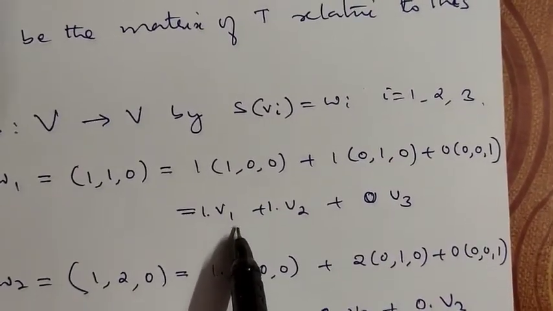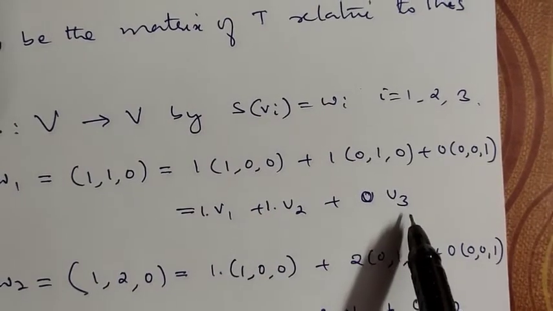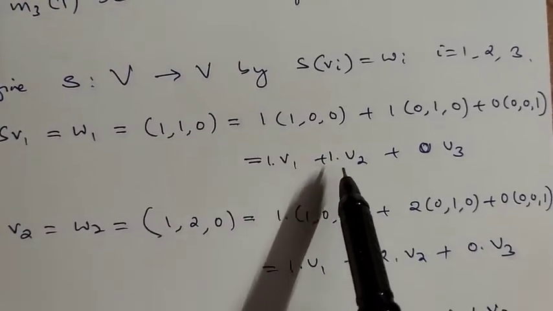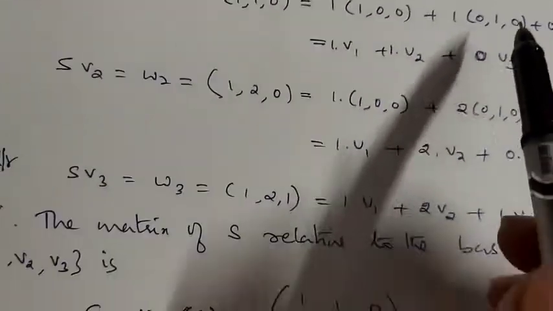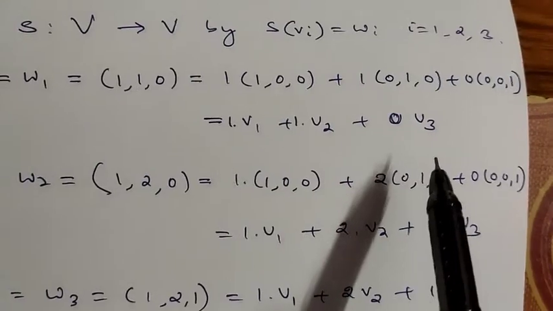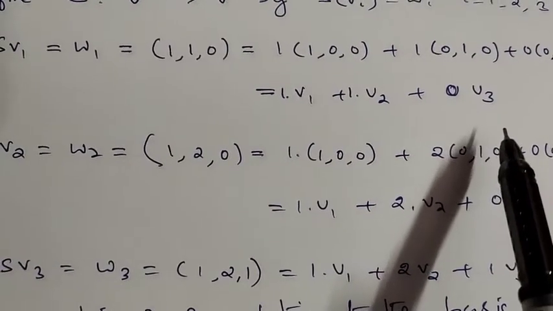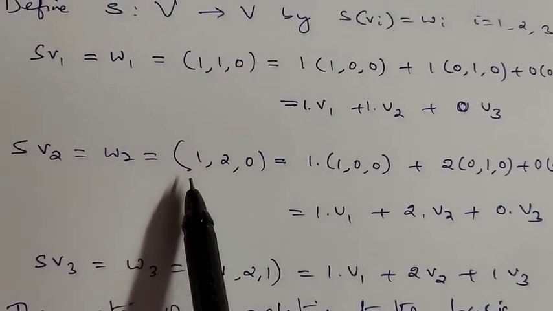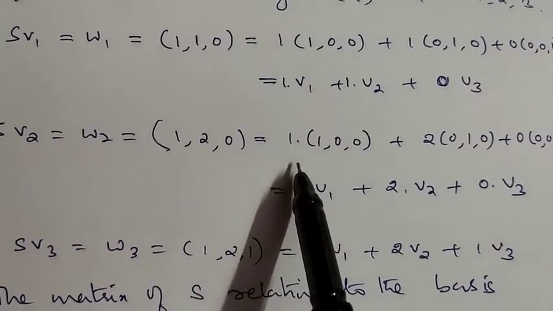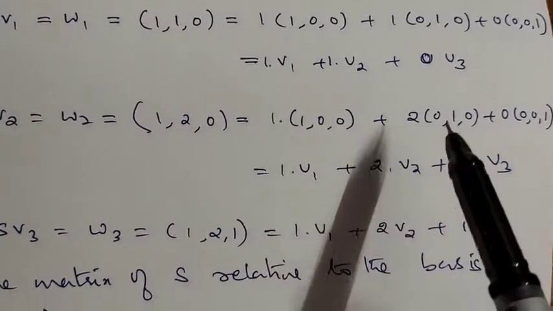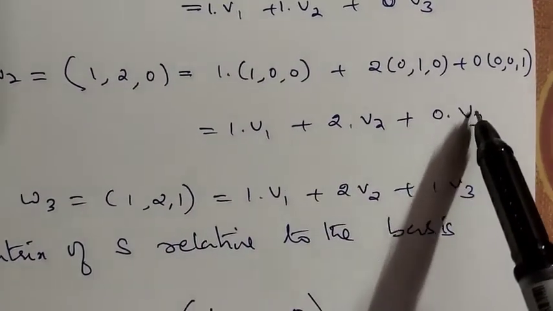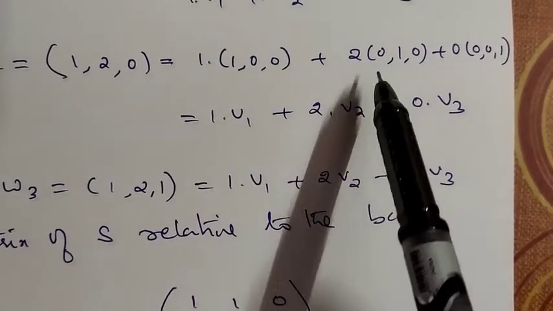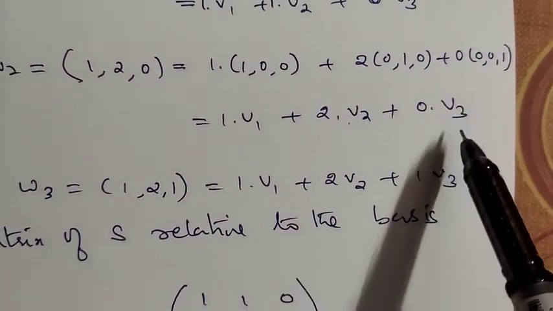So, this is 1 into V1 plus 1 into V2 plus 0 into V3, meaning W1, S of V1, can be written as a linear combination of V1, V2, V3, because V1, V2, V3 is also a basis of V, the standard basis. Similarly, S of V2 is W2. W2 is what? 1, 2, 0. 1, 2, 0 can be written as 1 into 1, 0, 0 plus 2 into 0, 1, 0 plus 0 into 0, 0, 1. So, this is 1 into V1 plus 2 V2 plus 0 V3.